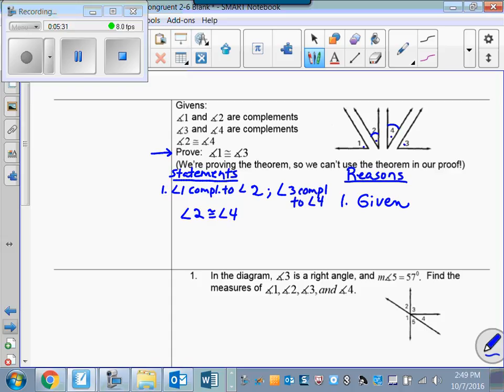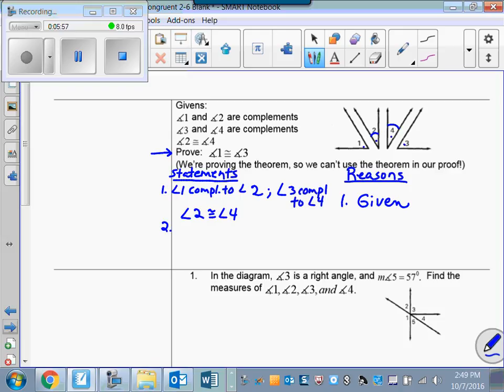How would I prove that they're complementary? I'm going to have to prove something about complementary angles. What is the definition of complementary angles? We got to know that. Complementary angles are two angles whose sum is 90 degrees. So I think I got to change over to equality.